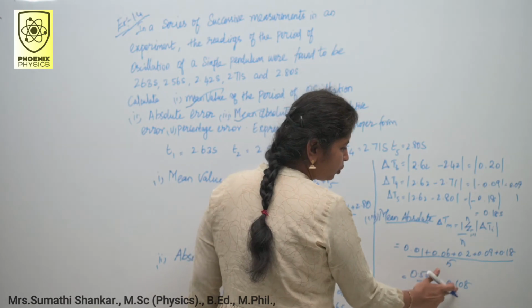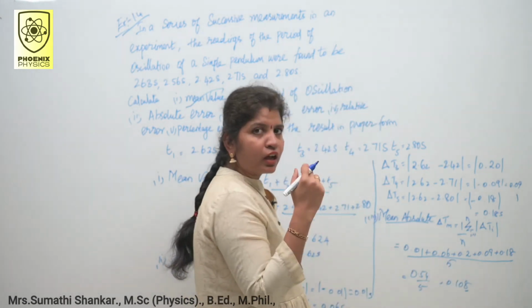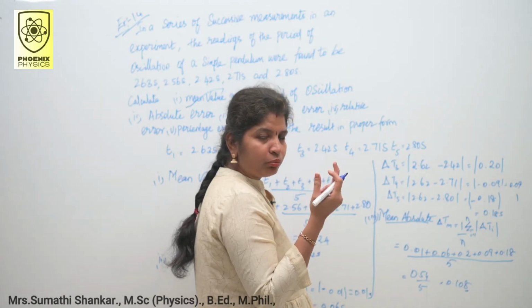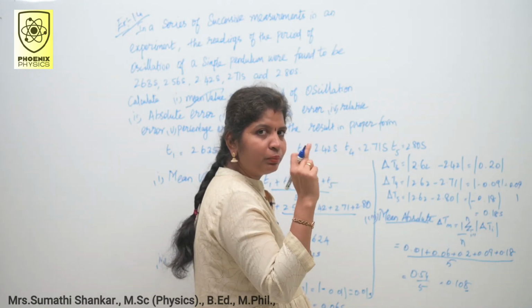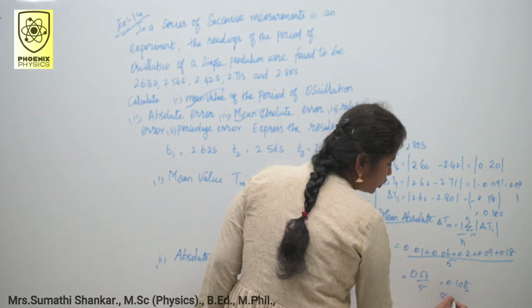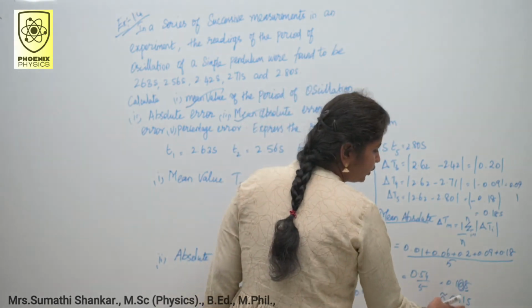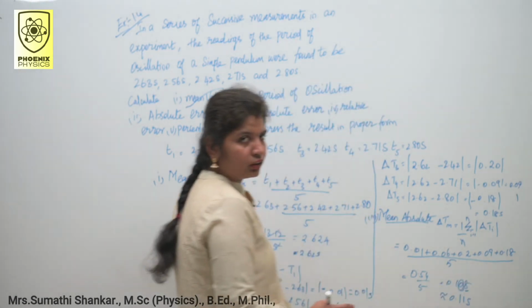Your answer is 0.108. Look at the third decimal. It is above 5. If it is above 5, you round off by simply adding 1. So you can write it as 0.11 second.